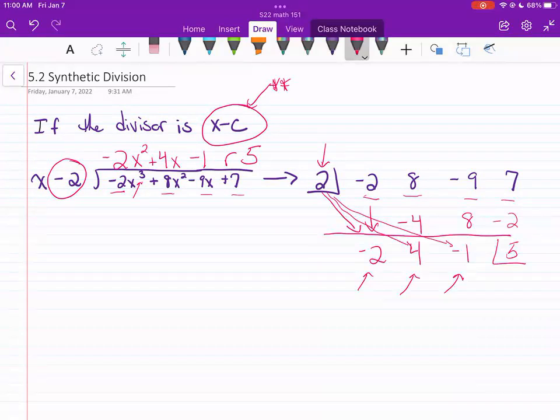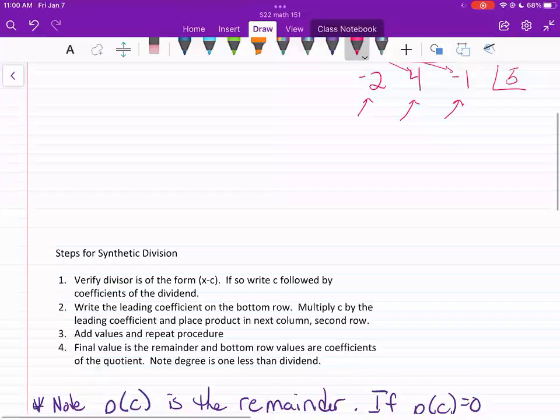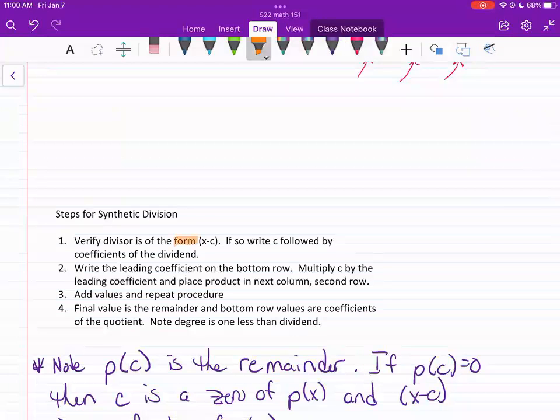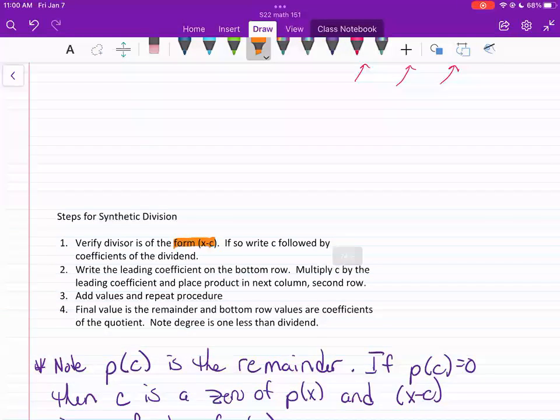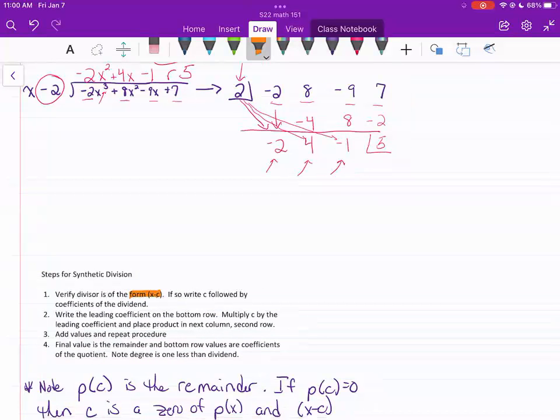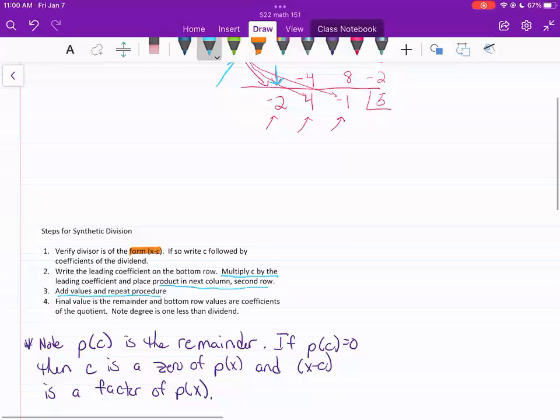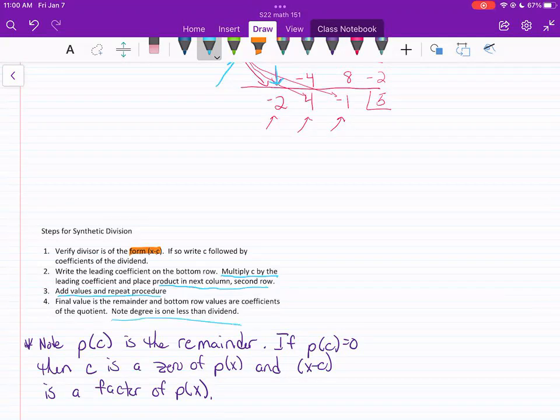So what are those steps and how can you remember how to do them? Verbally written out, first of all, always make sure that you're of the form x minus c for the divisor. If so, you're going to write c followed by the coefficients of the dividend, and that's what we did in this step here. Then you're going to write that leading coefficient on the bottom row, and then you'll start that process of multiplying, place the product in the next column, add, and repeat. That final value is the remainder, and the bottom row values are the coefficients. And note again that degree is 1 less than the dividend.